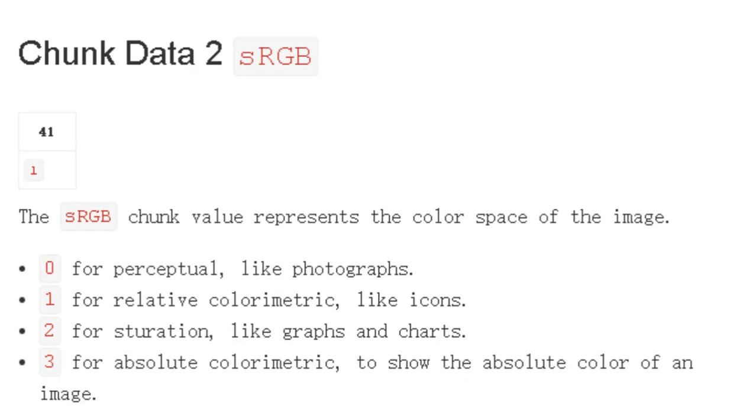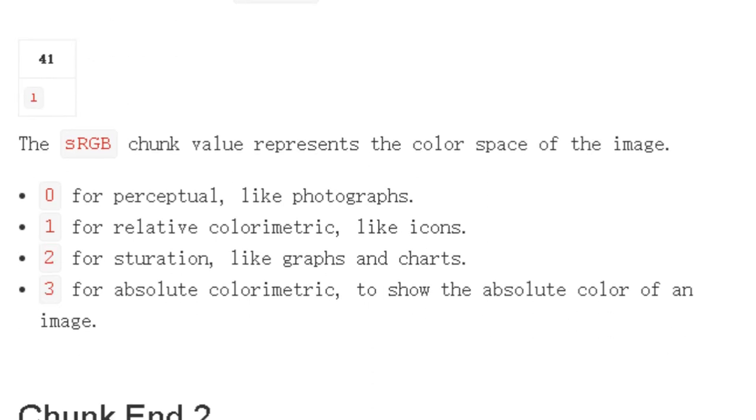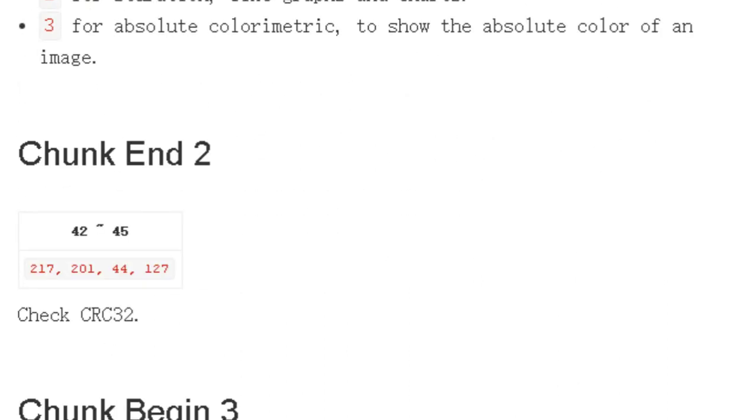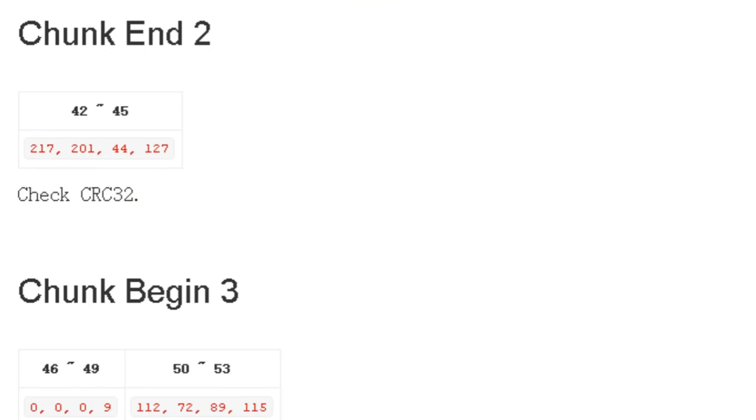Chunk data 2, sRGB. So we have a byte indexed 41 and its value is 1. The sRGB chunk value represents the color space of the image. 0 for perceptual, like photographs, 1 for relative colorimetric, like icons, 2 for saturation, like graphics and charts, 3 for absolute colorimetric, to show the absolute color of an image. Chunk end 2. Bytes 42 through 45. The values are 217, 201, 44, and 127. That is the checksum CRC32.